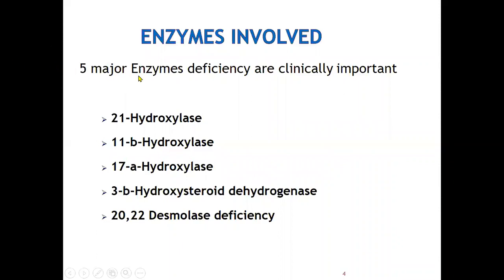There are about 5 major enzyme deficiencies which are clinically important: 21 hydroxylase, 11 beta hydroxylase, 17 alpha hydroxylase, 3 beta hydroxysteroid dehydrogenase, and 20,22 desmolase deficiency. The occurrence of these in the population is different, but the more important are these two. More than 90% of cases of congenital adrenal hyperplasia are due to 21 hydroxylase deficiency, which may be partly or fully deficient, depending on the mutation, depending on the sequence of the gene.